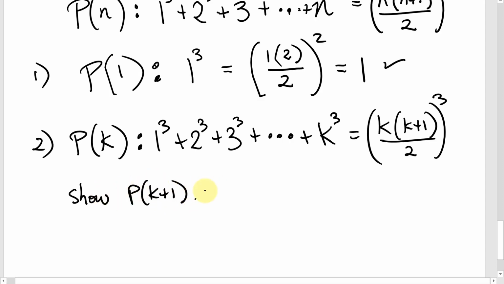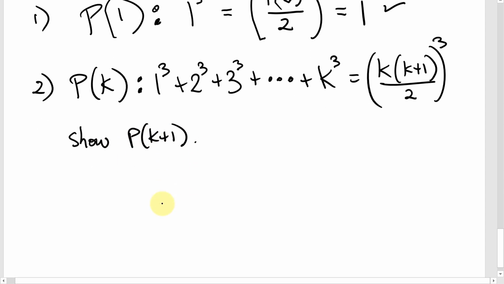I want to show that this is true, P of k plus 1, just to show the target at which I am trying to hit. What is it that I really want to show true? I want to show this statement is actually true with k plus 1 plugged in everywhere there's a k, and to do that I can assume that it was true at k, at the value right before k plus 1.